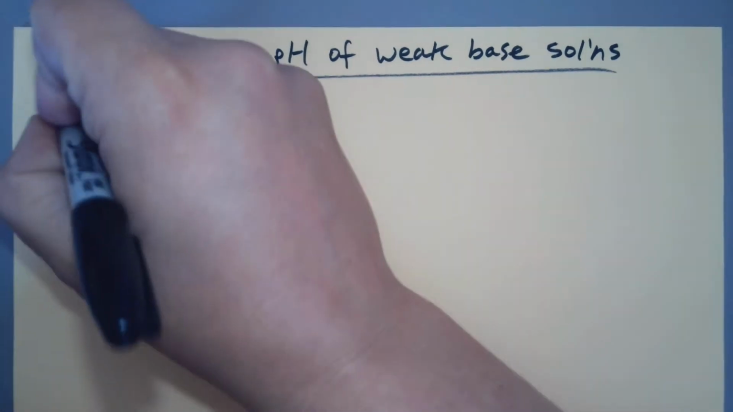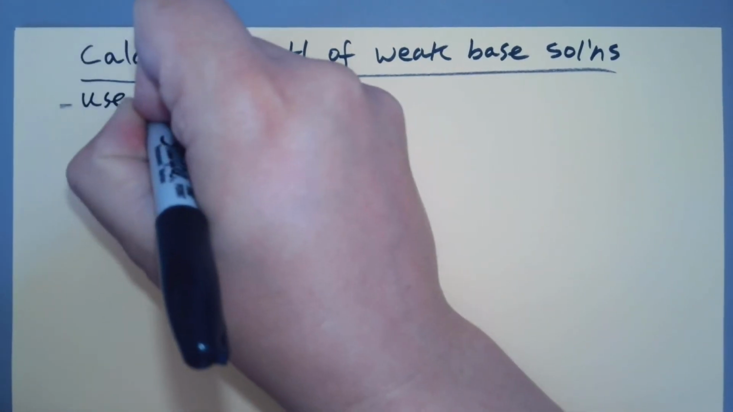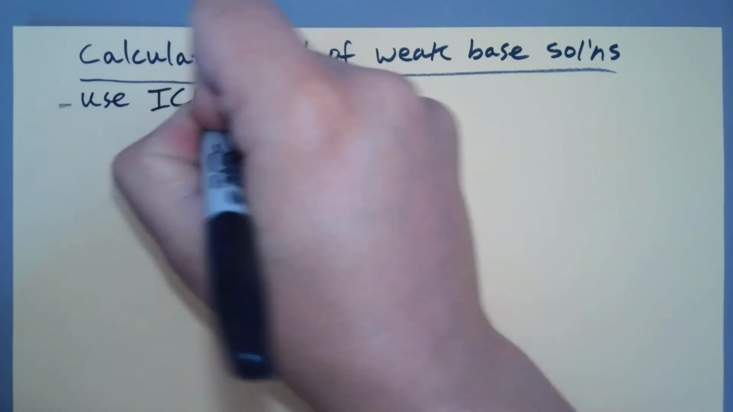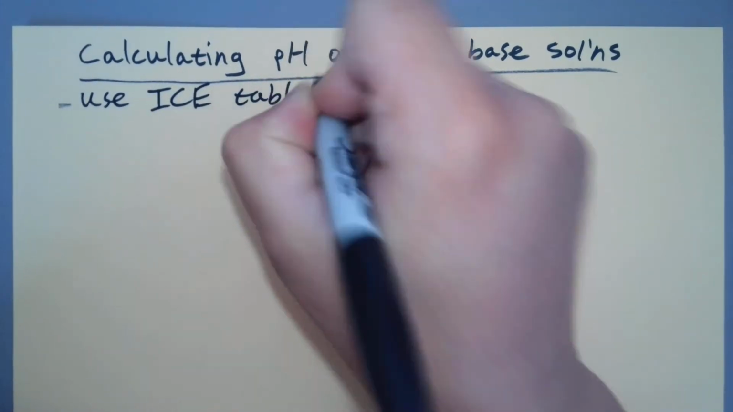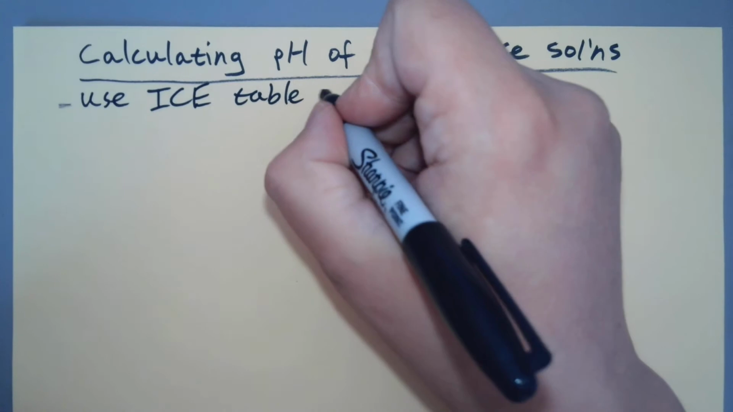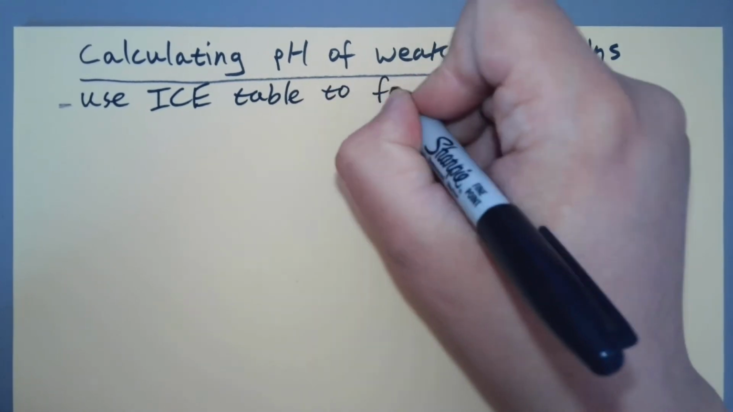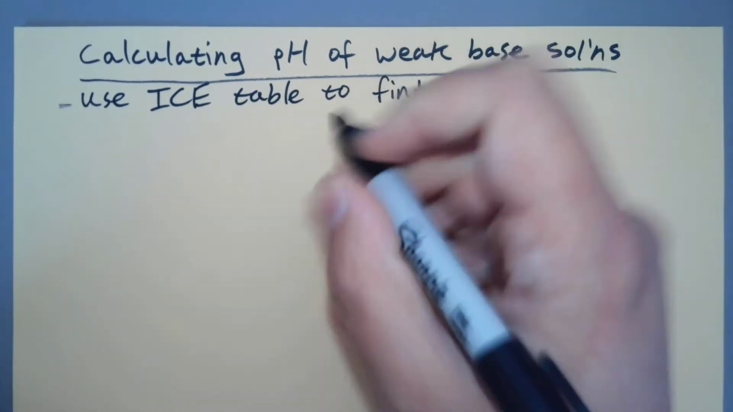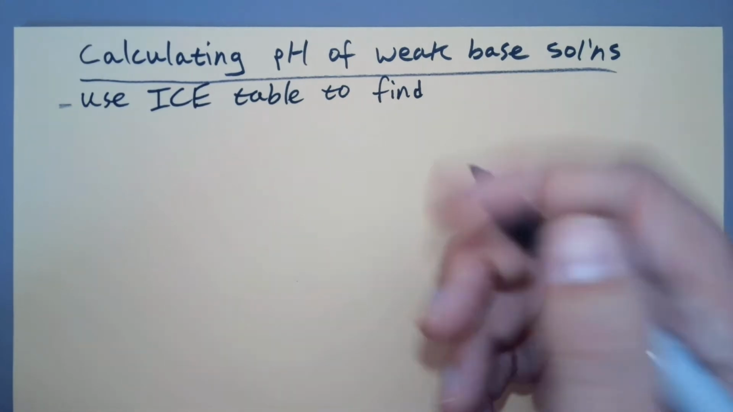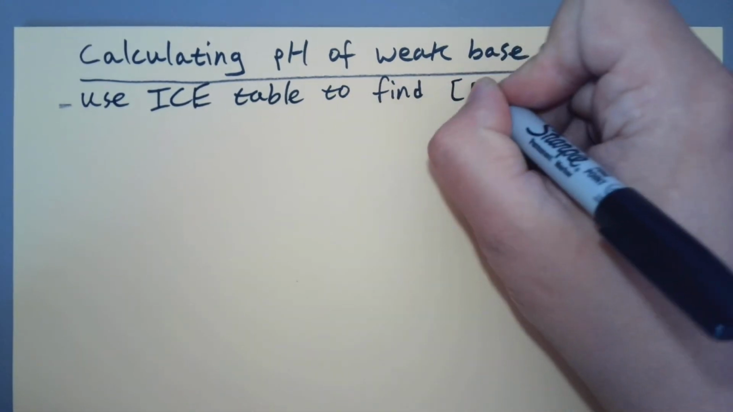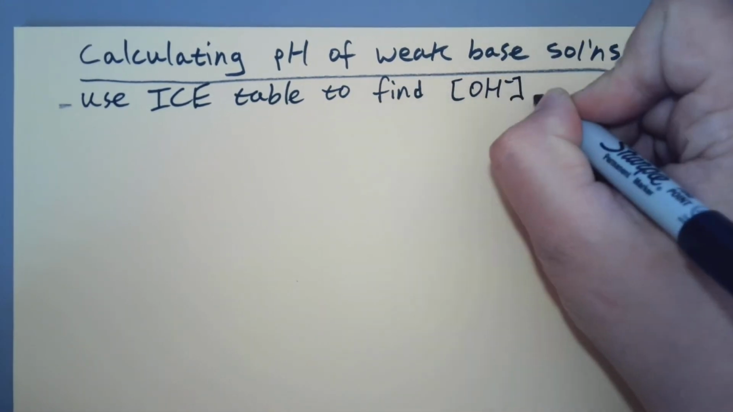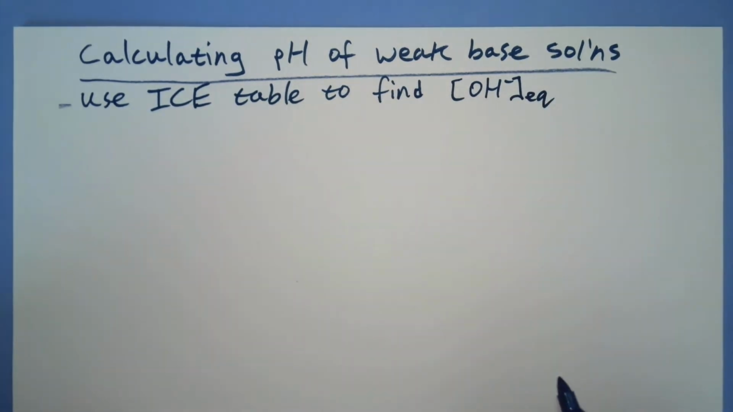So we're going to use an ICE table. This is going to sound familiar to start. There's a little twist at the end. So we're going to use this to find, again, weak bases are making OH minus, not H3O plus. So we're going to find OH minus, our OH minus equilibrium concentration.